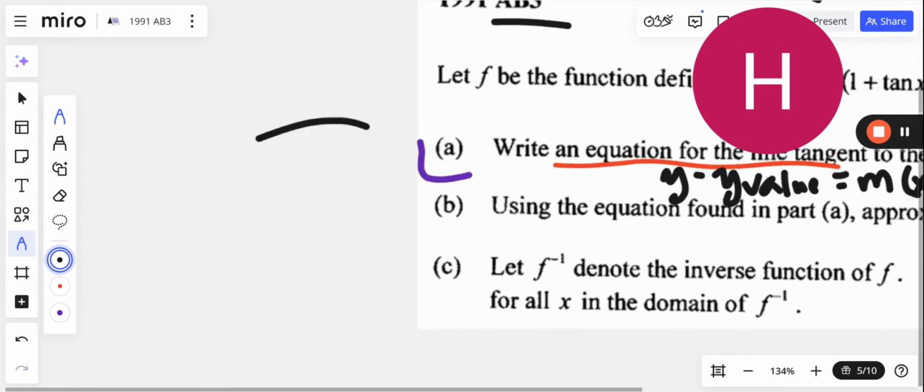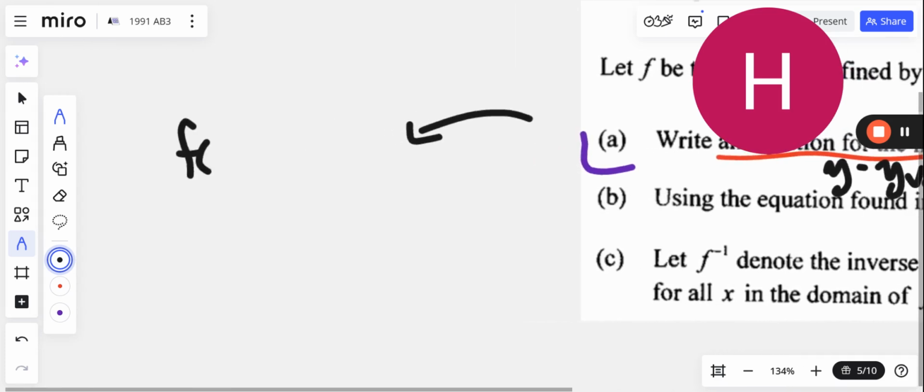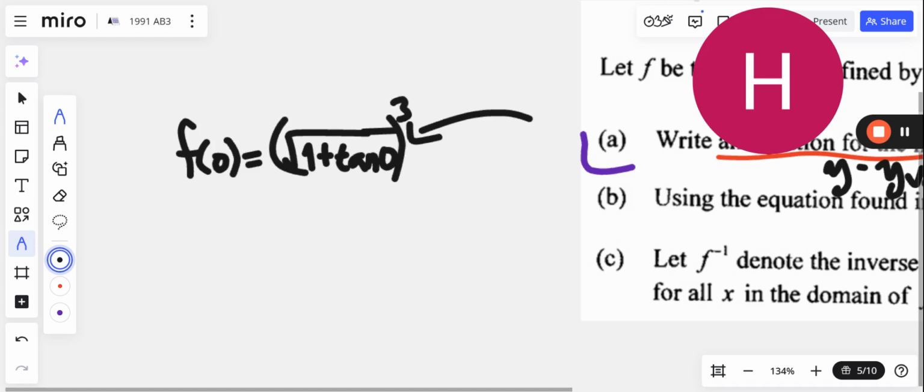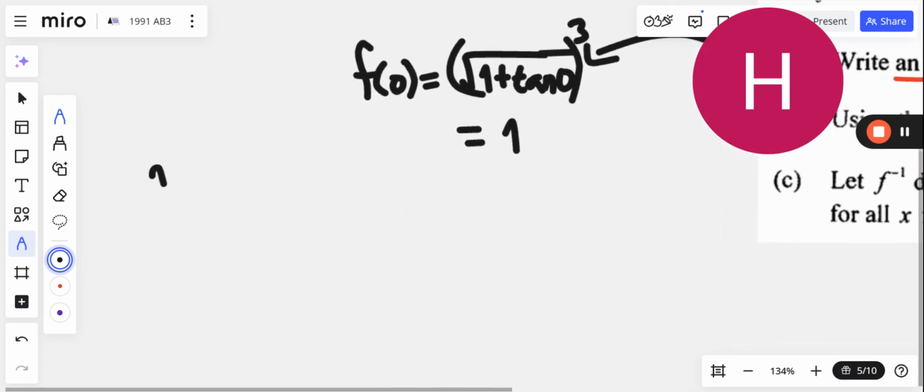The y value is not too hard. If we do f of 0, that's just going to be the square root of 1 plus tan of 0, and then cubed. Well, tan of 0 is 0, so this is just the square root of 1, which is 1, and then cubed, that is just equal to 1. So far we have y minus 1 equals the slope, we still don't know that yet, times x minus 0. It's going to just become x in a moment, but I'm putting it in the correct format so that it's clear where this is coming from.